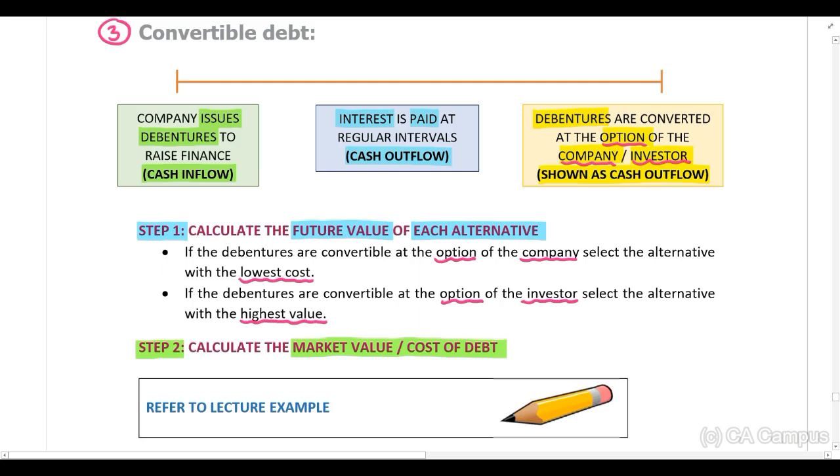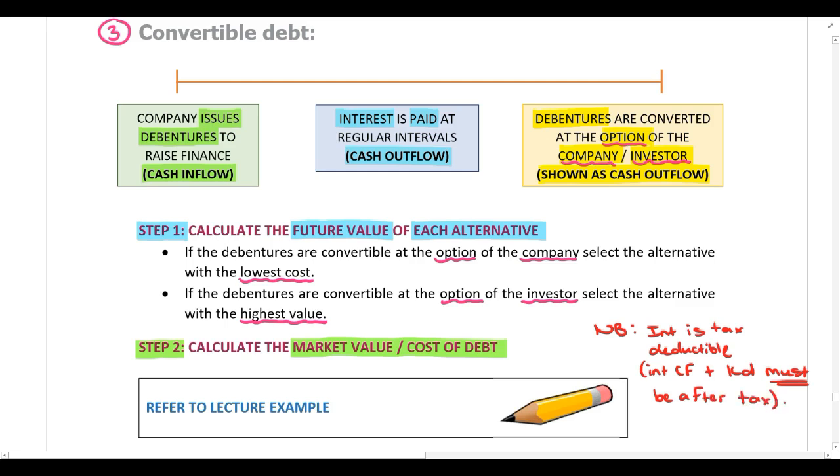There's only one extra thing that you need to remember when dealing with debt. Because interest is tax deductible, your interest cash flow and the cost of debt must be after tax. But apart from that, your calculation is exactly the same. So please work through the lecture example and make sure you are happy with the calculation of convertible debt.